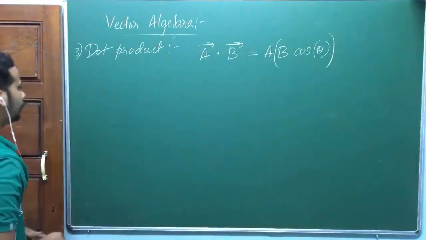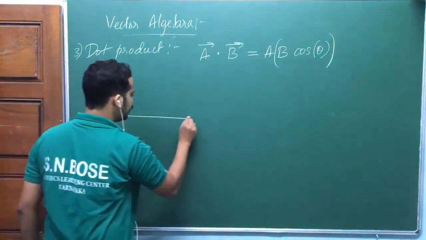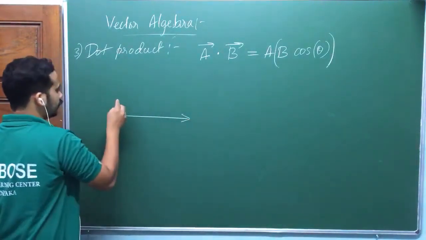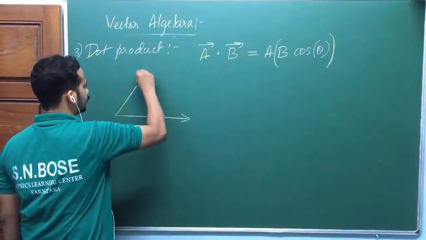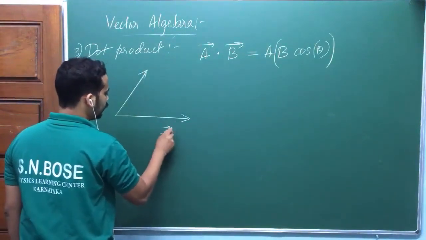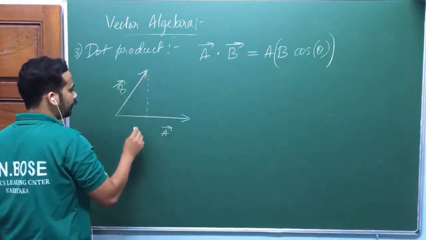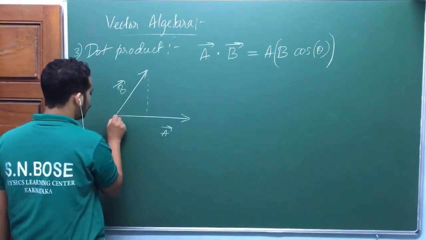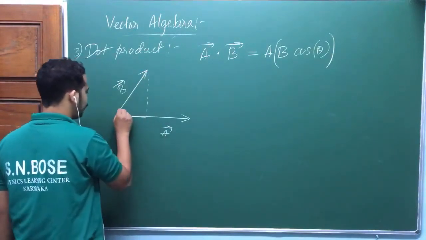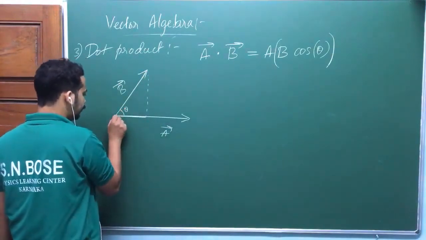Now, as I told you, whenever we discuss projection, small ambiguities in terminology may arise. Vector A here, vector B here. If I draw a perpendicular here, what is this length? If this is theta, this length is B cos theta, isn't it?